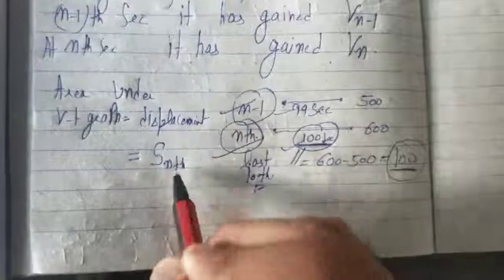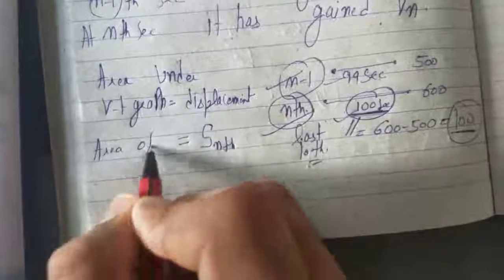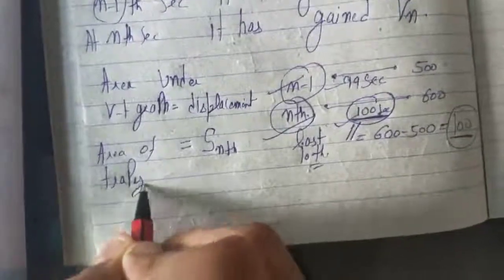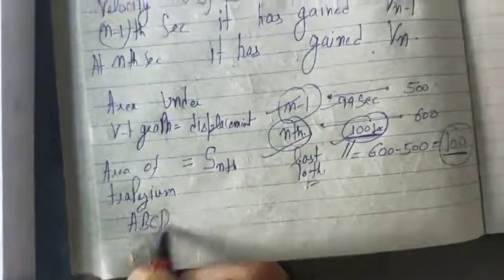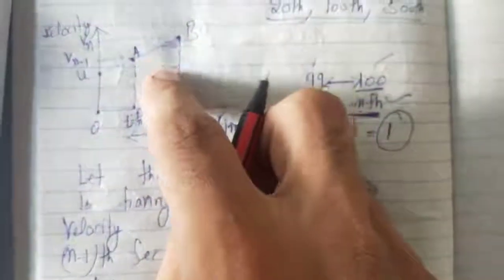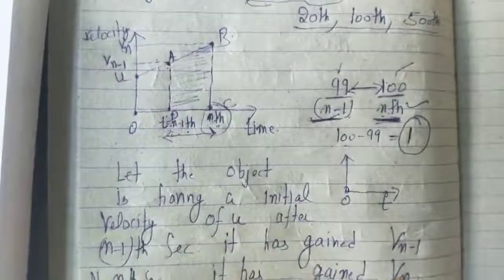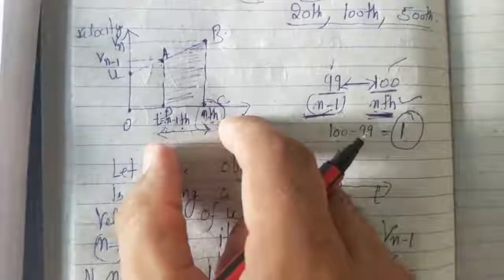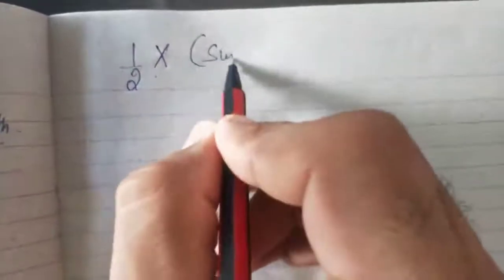सो आई एम गोइंग टू गेट द डिस्प्लेसमेंट इन दिस. सो एरिया ऑफ ट्रेपीजियम, ट्रेपीजियम का नाम दे दो, वो कौन सा है जो लास्ट सेकंड में ट्रेपीजियम बना है. सो लास्ट सेकंड में ट्रेपीजियम कौन सा बना है, ABCD. अगर हम लास्ट सेकंड का एरिया कैलकुलेट करेंगे तो हमें डिस्प्लेसमेंट भी लास्ट सेकंड की ही मिलने वाली है. तो लास्ट सेकंड के लिए हमें दो चीज़ें चाहिए होती हैं, एक लास्ट सेकंड, एक उससे पहले वाला सेकंड.